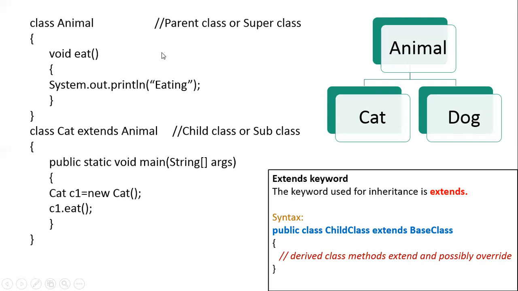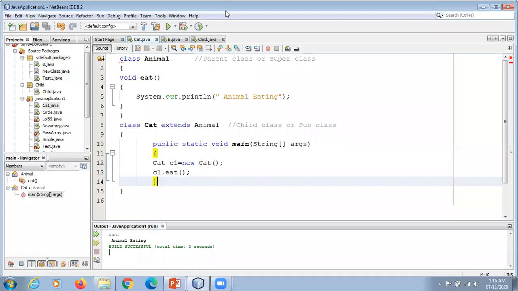Let me show you how to execute this program. So here the same program is written. The class is created with the method eat and this cat class extends this base class, and using the object of cat class we are calling method of parent class or superclass. When we execute this program and see, we get the output: animal eating. Same way we can have dog class which can extend this base class animal.